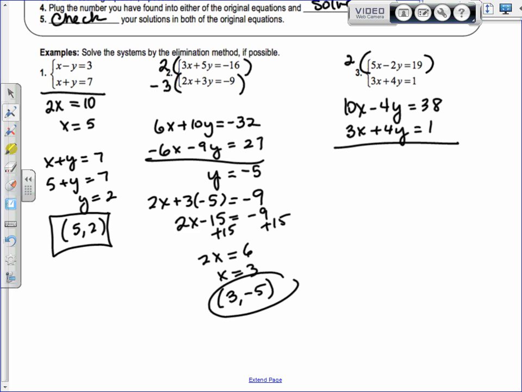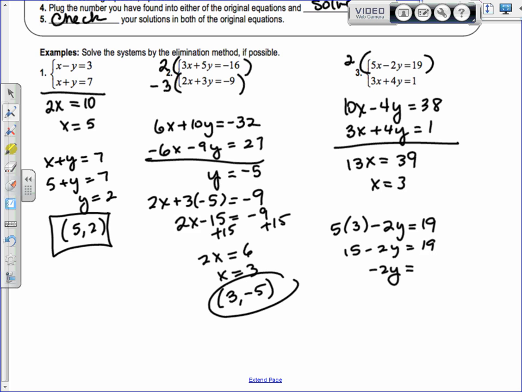So now when you add straight down, you get 13x. The y's go away, equals 39. So you get x equals 3. Plug back in. So 5 times 3 minus 2 times y equals 19. So 15 minus 2y equals 19. Subtract the 15. So negative 2y equals 4. So y equals negative 2. So you get 3 comma negative 2 for your answer.